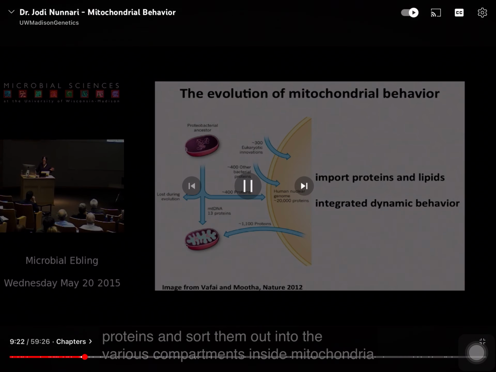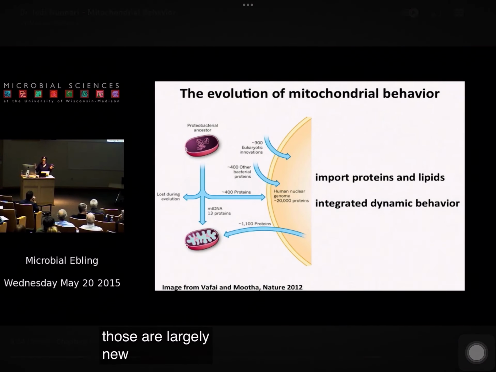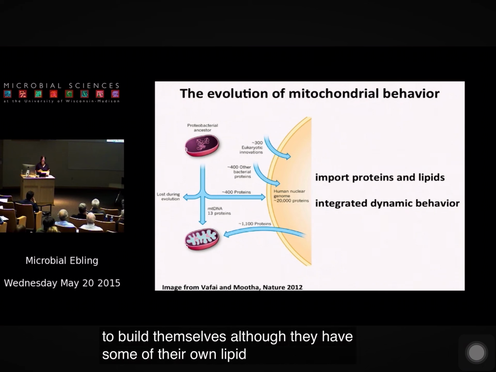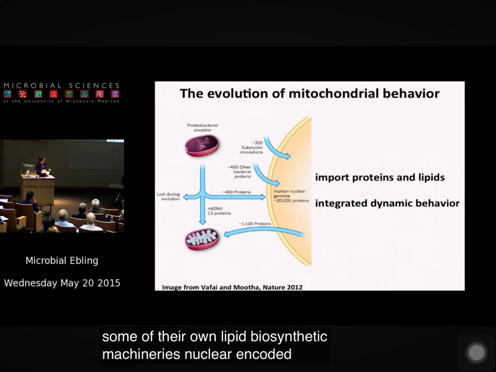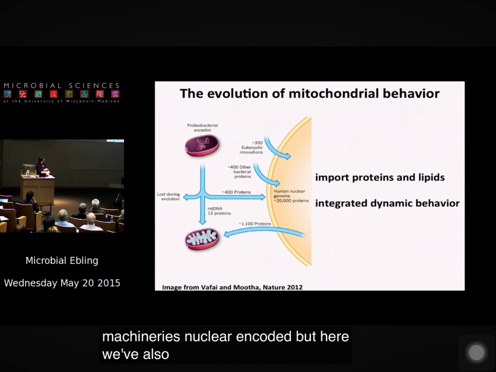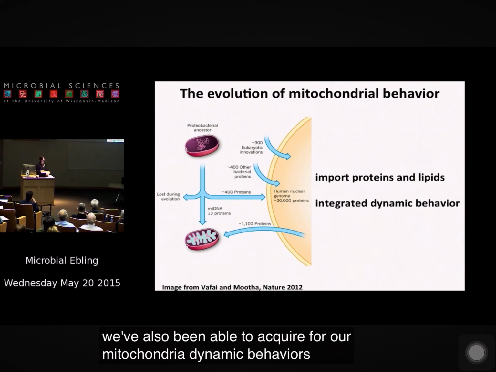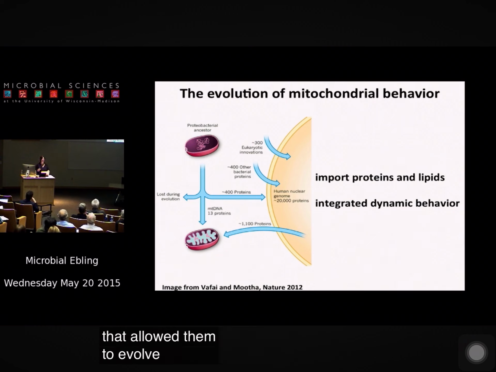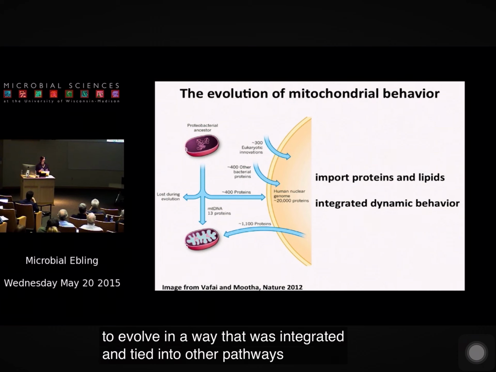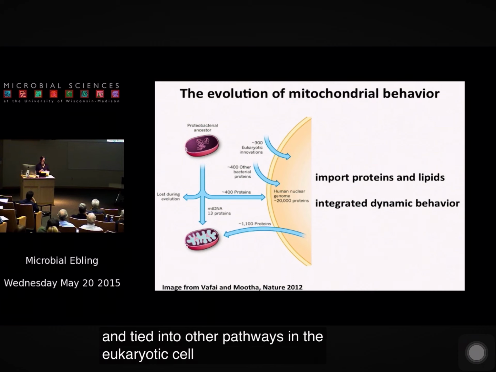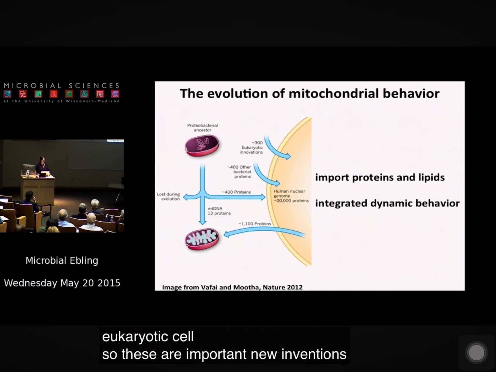Various compartments inside mitochondria are largely new or improved inventions. They also have to acquire lipids from the ER to build themselves, although they have some of their own lipid biosynthetic machineries, nuclear encoded. But here, we've also been able to acquire for our mitochondria dynamic behaviors that allowed them to evolve in a way that was integrated and tied in to other pathways in the eukaryotic cell. So these are important new inventions.